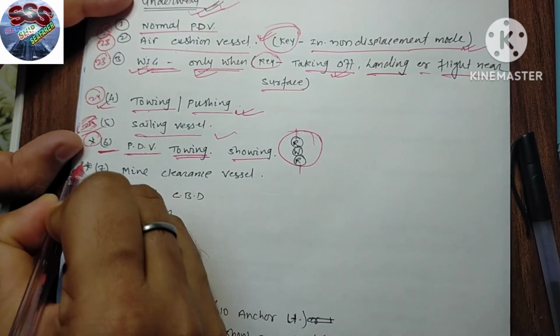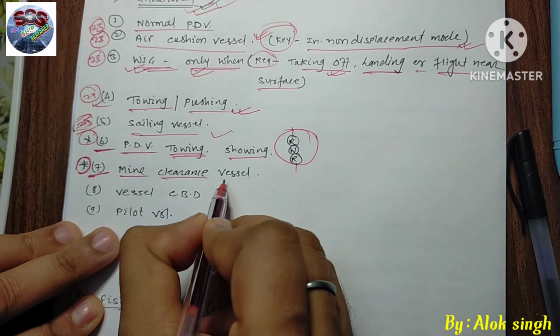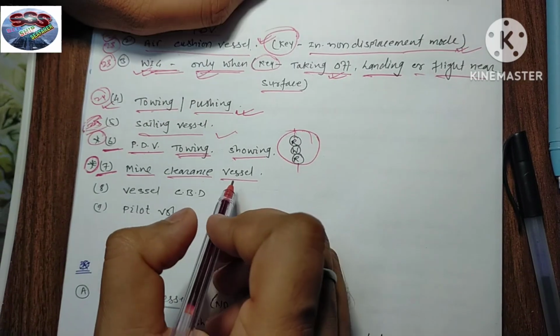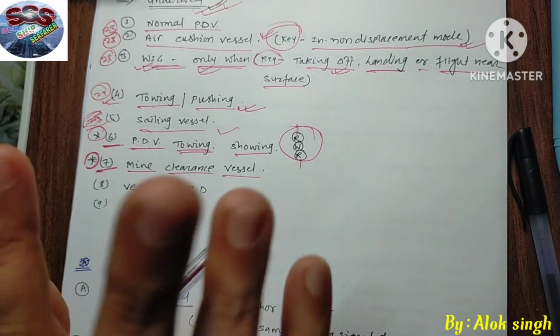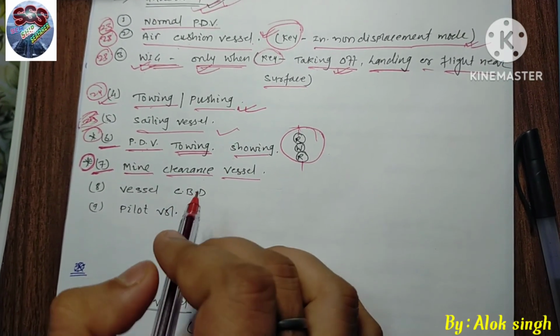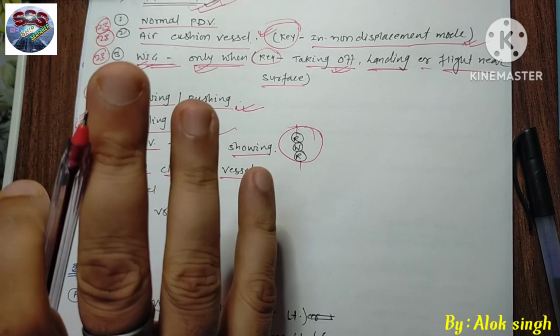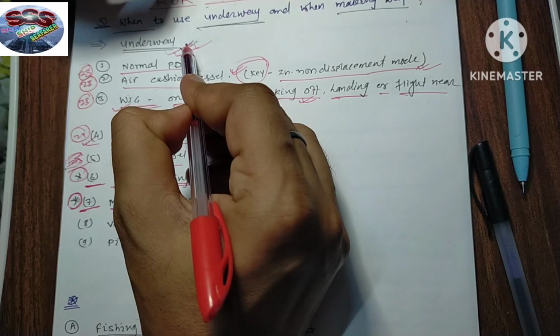The next one, mine clearance vessel. I have marked it with a star because a mine clearance vessel under Rule 27 comes under RAM vessel. But in RAM there are two or three types, which I will explain later, about what the difference in RAM is, because in RAM there is some confusion. So especially for a mine clearance vessel, we have to use underway.